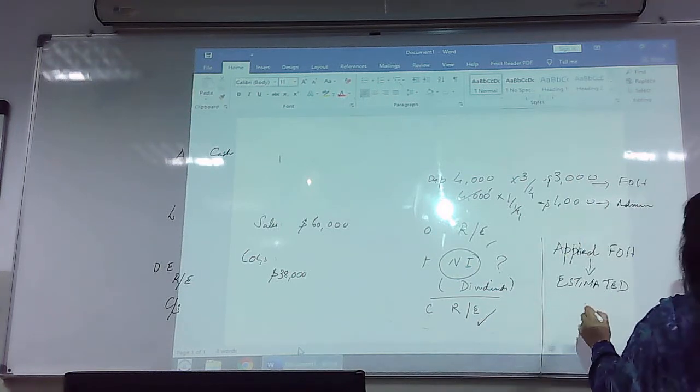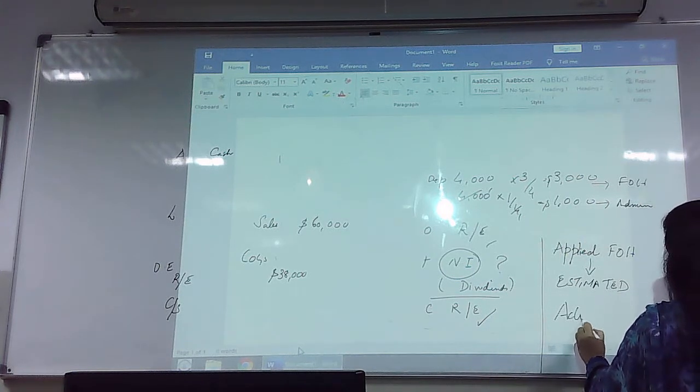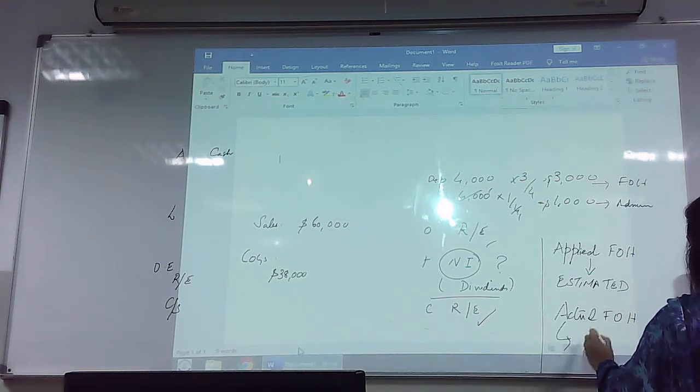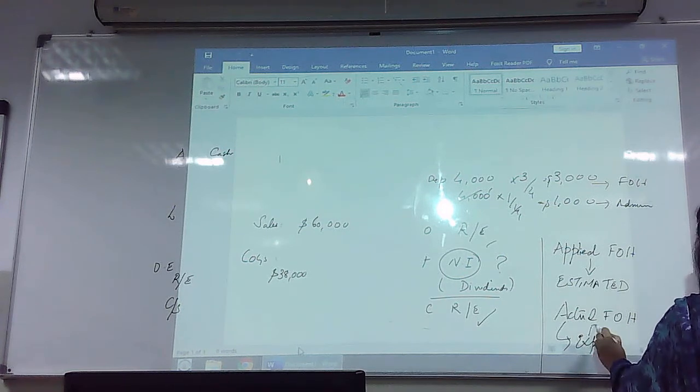So now the actual factory overhead is what you actually incurred. What expenses? These are factory ones, okay? So factory expenses actually incurred.